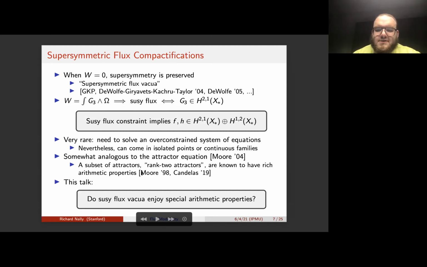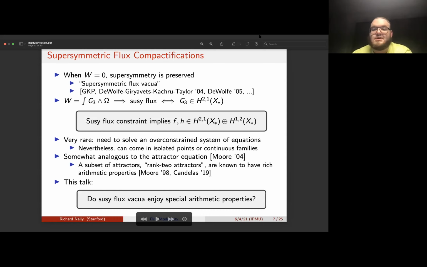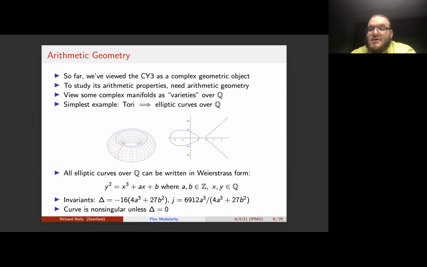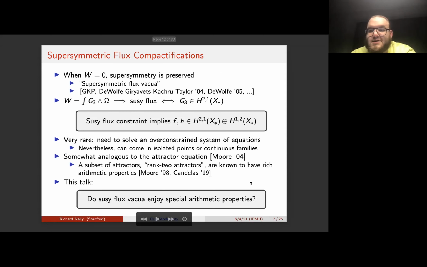We know this because of work of Moore and more recently work by Candelas et al. So in this talk, I'm going to ask the corresponding question about supersymmetric flux compactifications. Do supersymmetric flux compactifications enjoy any special arithmetic properties? Oh, and by the way, feel free to interrupt. I guess this is a fairly natural point to stop and ask for questions before I introduce arithmetic geometry, so I'll pause for a second.